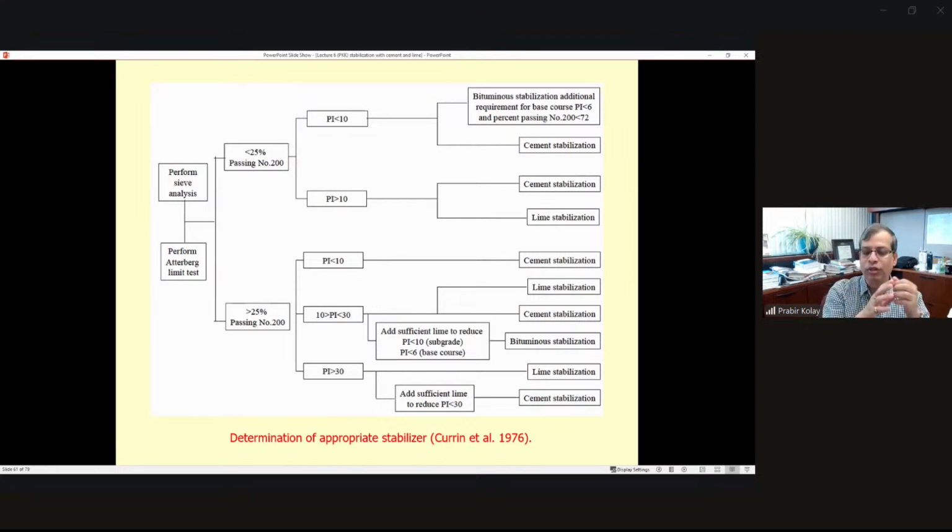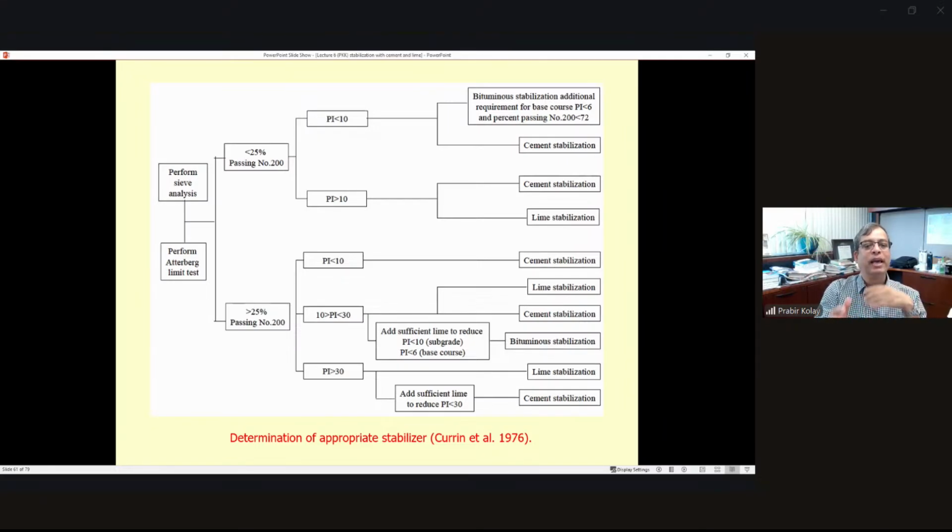Only thing is, it is more suitable for granular type of soil, sand and gravel. For clay, you need to add more quantity, and then the cost will go up, right? Lime is again, you need to use the optimum lime content or lime fixation point. First, you need to determine that and then use it. So 6 to 9 or 10% maximum. If you use more lime, the strength will go down.